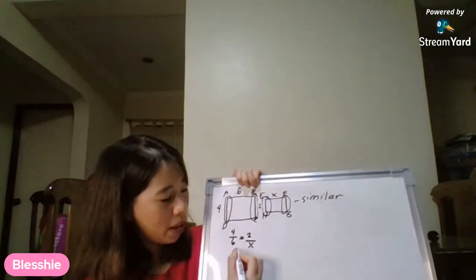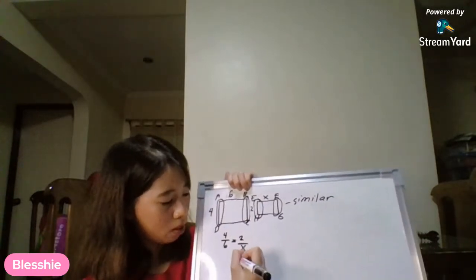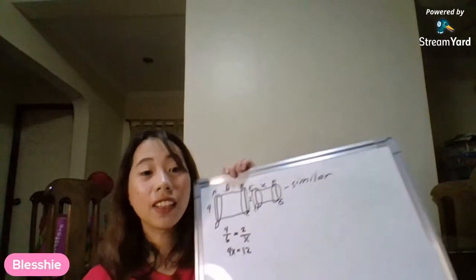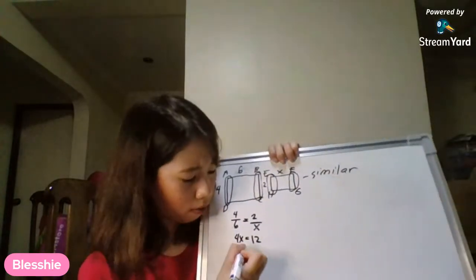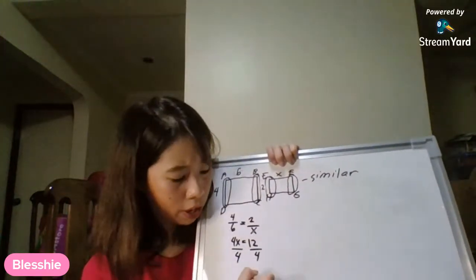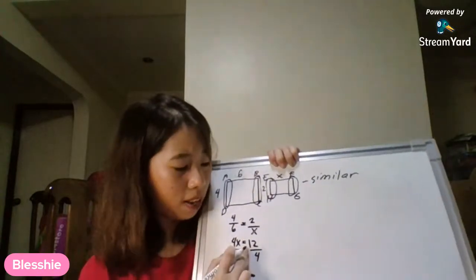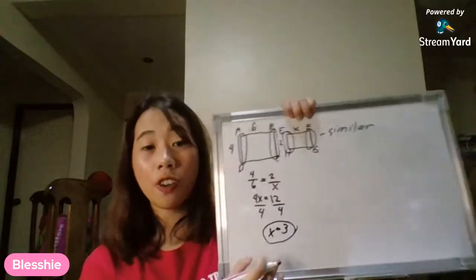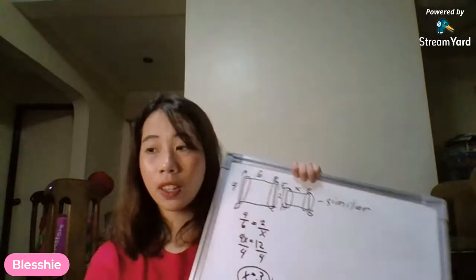So, you just cross multiply. So, 6 times 2 is 12. 4 times x is 4x. Divide both sides by 4. So, 4x divided by 4 is x. And then sa kabila, 12 divided by 4 is 3. Therefore, the value of x is 3. So, ganyan lang. Dapat alam nyo kung alin yung magkakatapat na squares. For example, meron ulit akong ABCD. A, B.